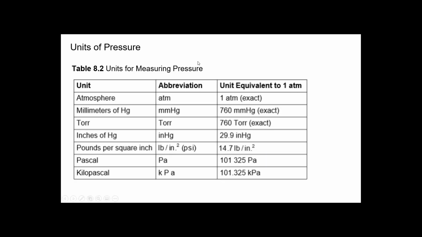So here are some more units. There's atmospheres, ATM, 1 ATM. These are all exact. Millimeters of mercury is equal to 760 millimeters mercury. Torr is 760 torr, so these are the same, which is nice. Inches of mercury is 29.9 inches of mercury. Remember, we also have millimeters mercury, so it's actually what we understand, inches and millimeters. And pounds per square inch, PSI, is pounds over square inch, inches squared. Pascal is a very large number, and a kilopascal is still large, but not as large.